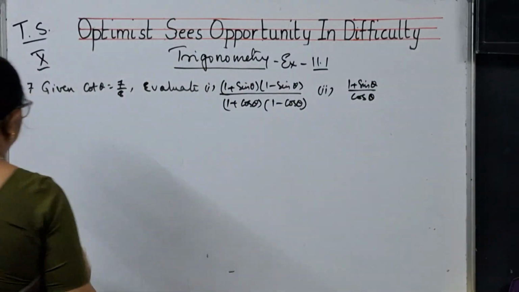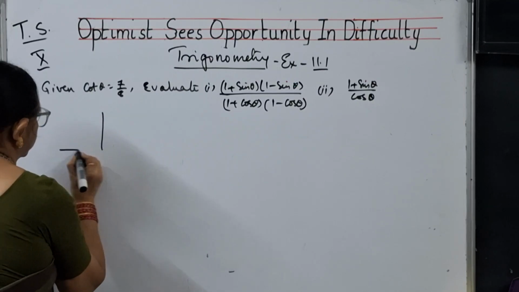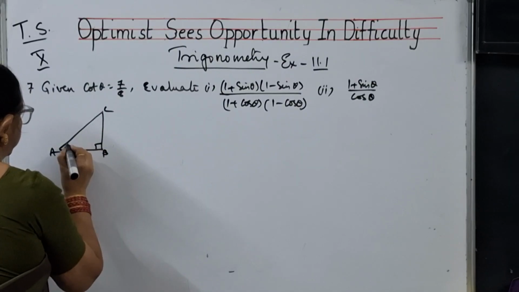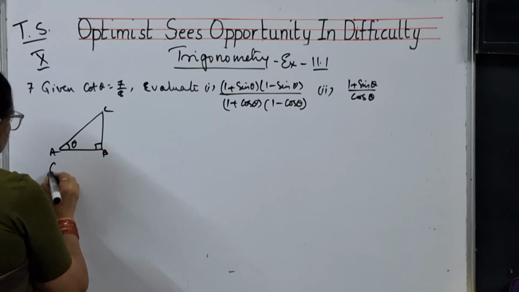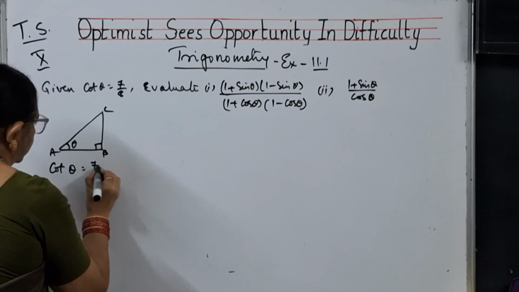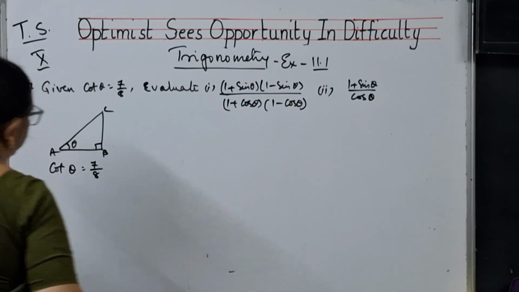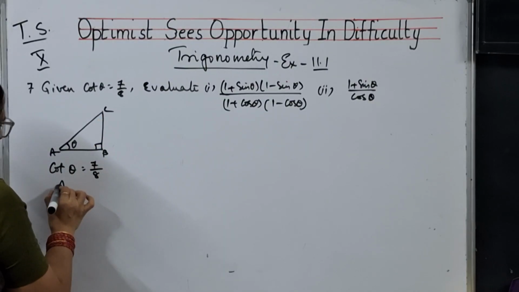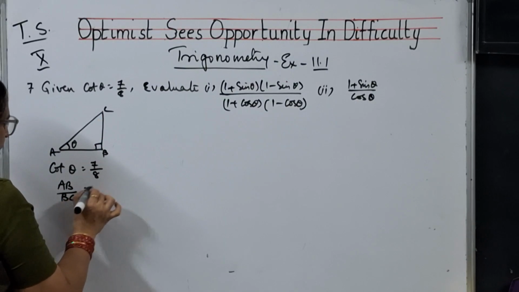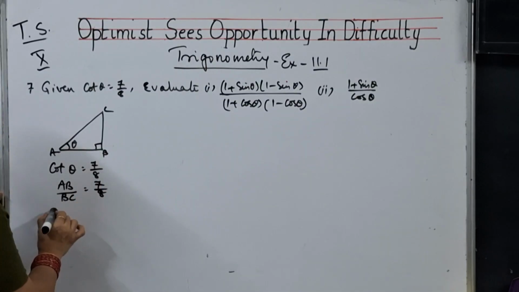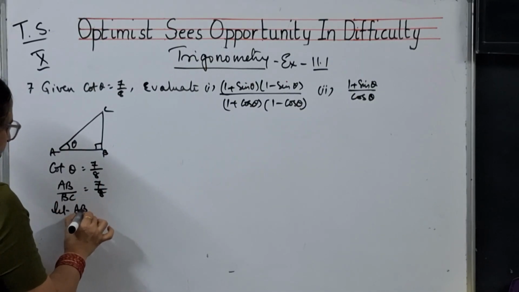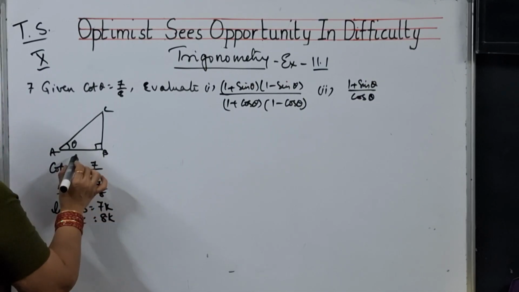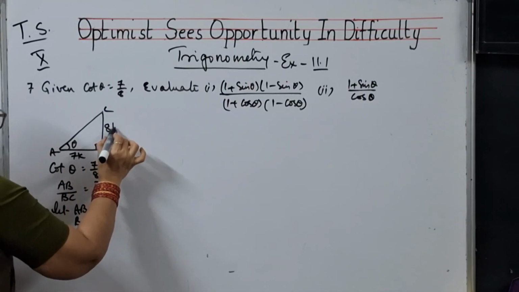So let us take a triangle. Let me write it as A, B, C. Let me take this as theta. So they have given that cot theta is equal to 7/8. What is cot theta? Reciprocal of tan theta. That means tan theta is BC by AB, so this is AB by BC. AB by BC is equal to 7/8. That means we have to consider AB is equal to 7K and BC is equal to 8K.